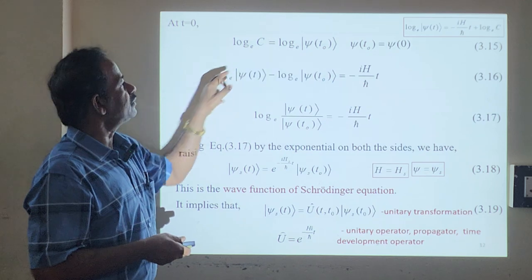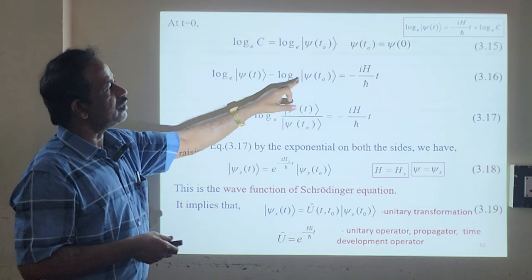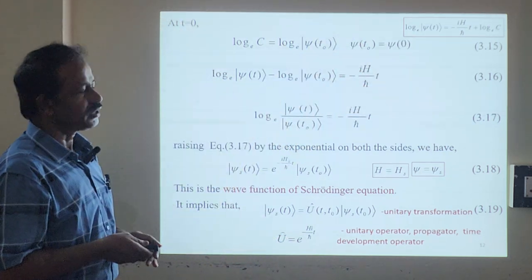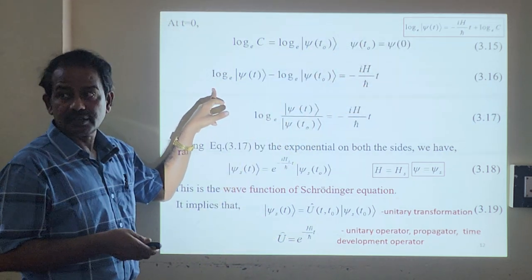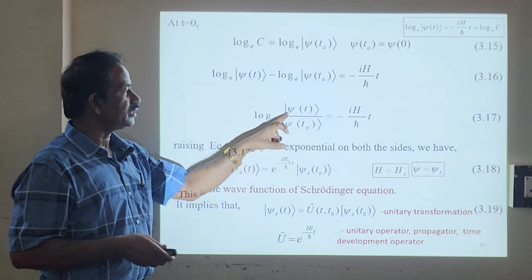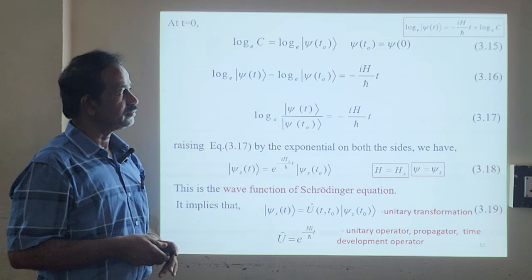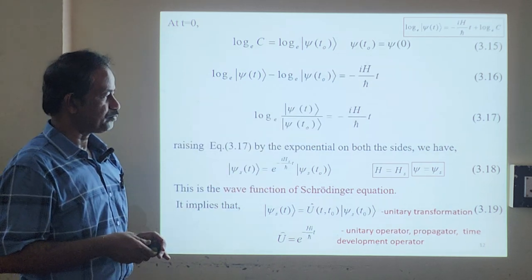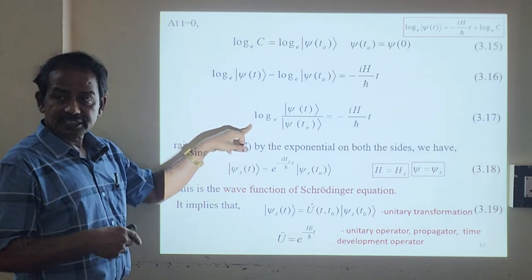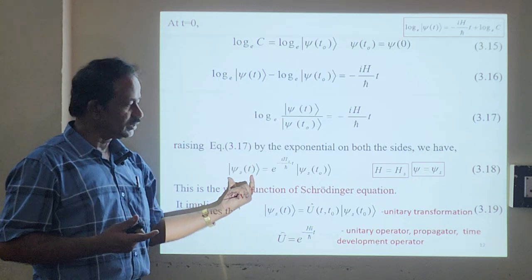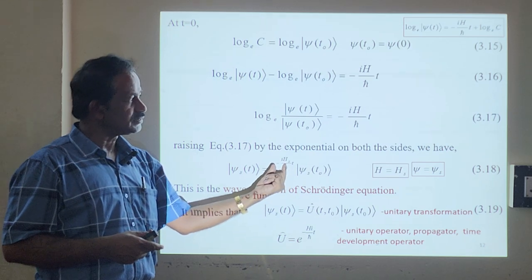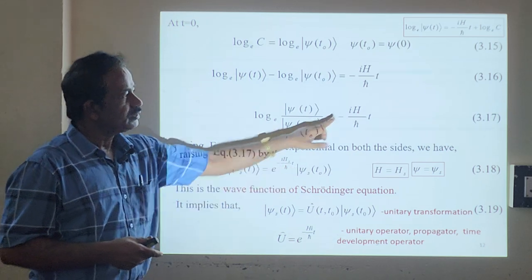You bring this term this side. So you have log psi of t minus log psi of t naught, which is equal to minus i H by h cross t. You just substitute. Okay. Then use the log rule. See, log A minus log B will give you log A by B. So log psi of t divided by psi of t naught is equal to the same term on the right hand side. Now raise to the power exponential on both sides. The exponential and log will cancel. You will have only this term. Correct? So you will have e power minus i H by h cross t times psi of t naught.